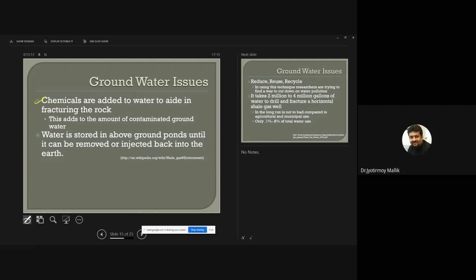The water is stored in above ground ponds until it can be removed or injected back into the earth. Okay. So what is generally done? Both the water that is going to be used for fracking, as well as the byproduct water that comes out after drilling, is generally stored in big ponds. Big ground ponds, and there are also instances where such ponds develop leaks and then it contaminates the aquifer.